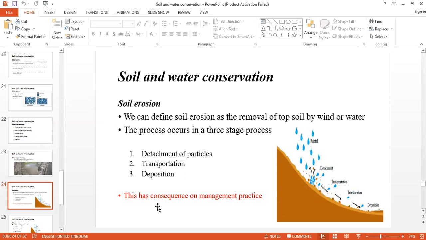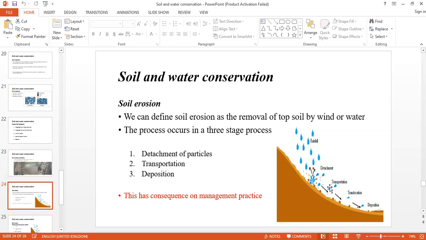Because it's a three-stage process, it's going to have a consequence on the management practices, because we are interested in conserving the soil. So when we look at these three stages, we have to see at each stage what measure we can put in place. For example, where the rain is breaking down the soil, if we want to control erosion from here, we can easily put a cover here, such that as the rain is hitting, it's not able to hit the particles.